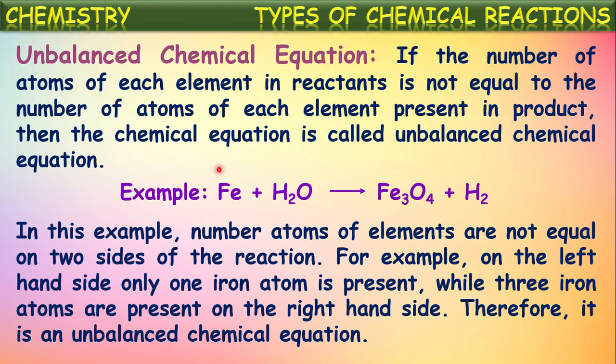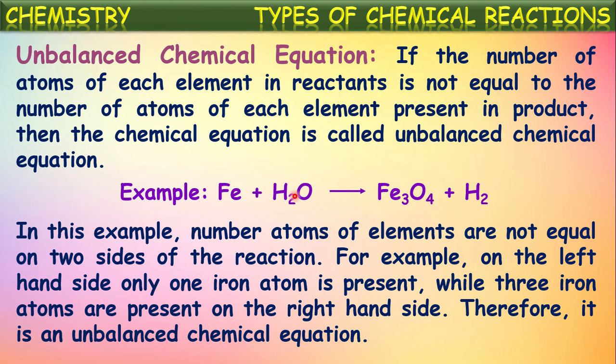For example, on the left hand side, only one iron atom is present. See here, only one iron atom is there, while three iron atoms are present on the right hand side. See here, there are three iron atoms. But on the left hand side, only one iron atom is present. So, these iron atoms are not balanced.